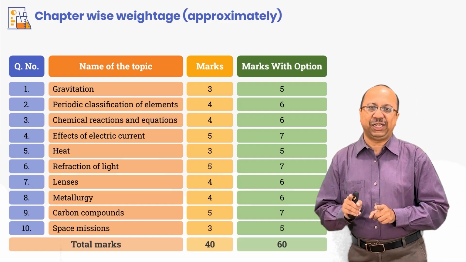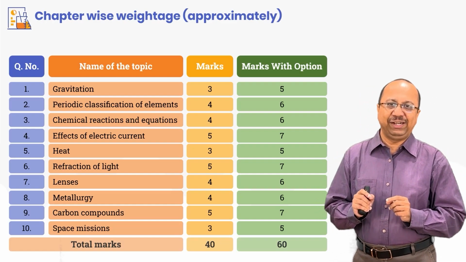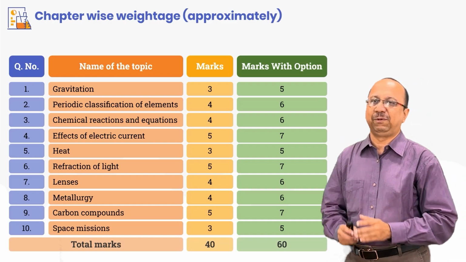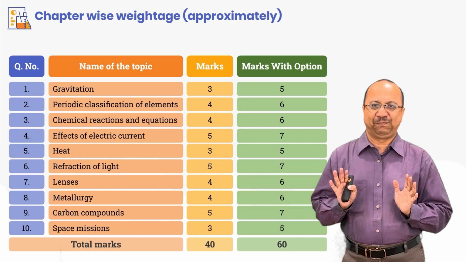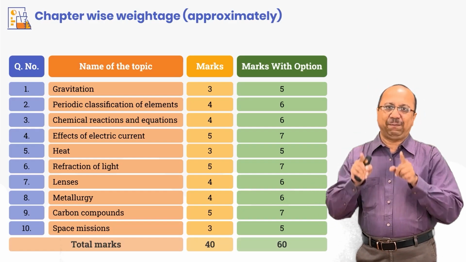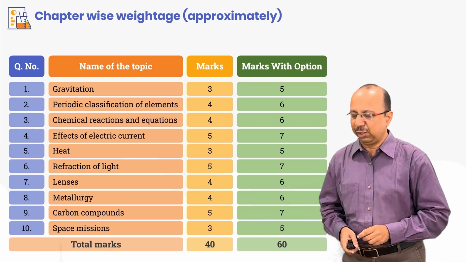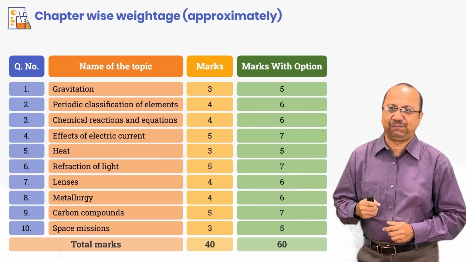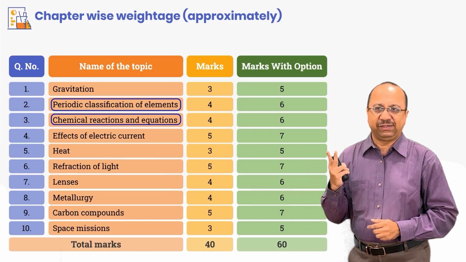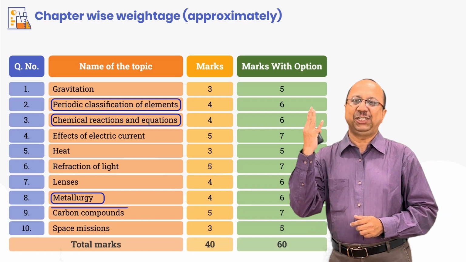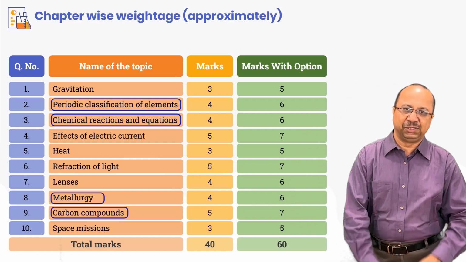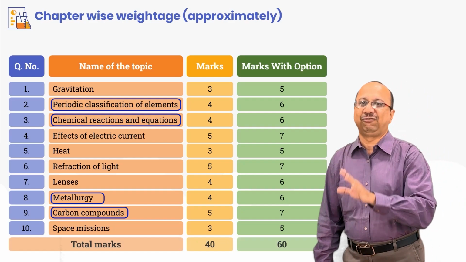Of course all 10 chapters you have to study, but priority wise, you can just check yourself which chapter needs how much practice. Now if I quickly talk about these 10 chapters, you will find there are 4 chapters of chemistry. Chapter number 2, chapter number 3, chapter number 8, and chapter number 9. These are the 4 chapters which belong to chemistry, whereas remaining 6 chapters are of physics.